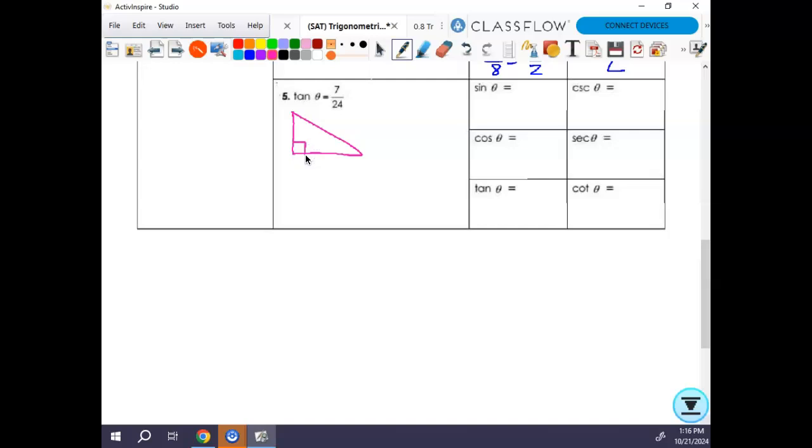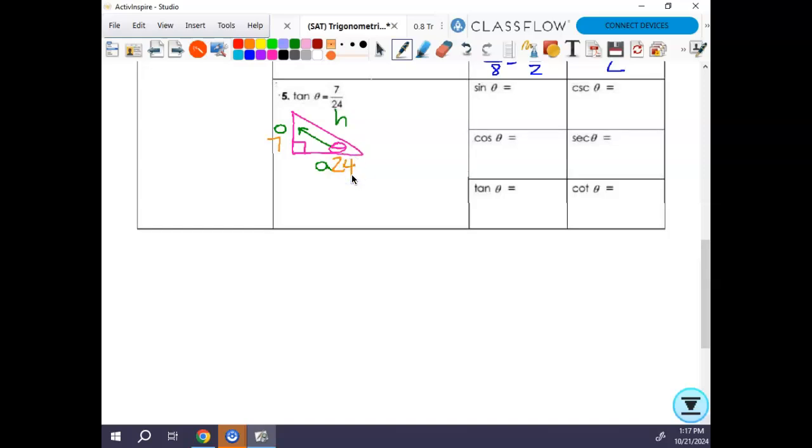There's where my right angle is going to go. I have to decide between the other two where to put theta. I'm going to put it here, but then everything else matters on the labeling. Across from my right angle is the hypotenuse. Across from theta is opposite. And then the other side is the adjacent. And then it says tangent is 7 over 24. Well, SOHCAHTOA tells me tangent is opposite over adjacent, right? So tangent, opposite over adjacent, 7 and 24.